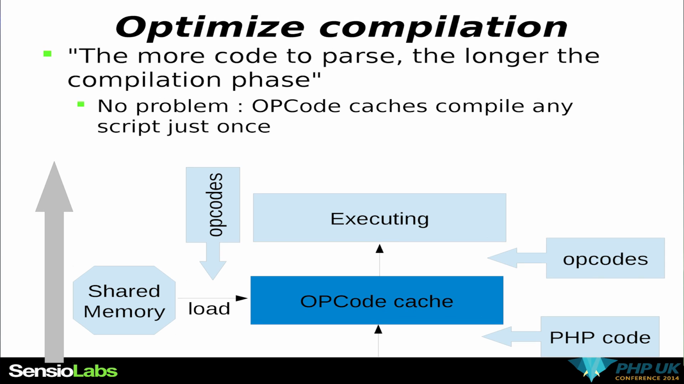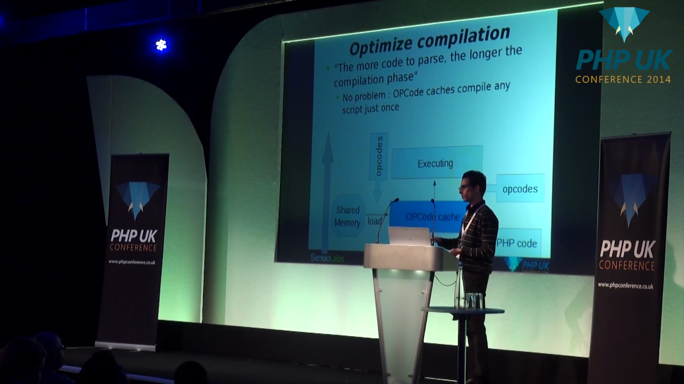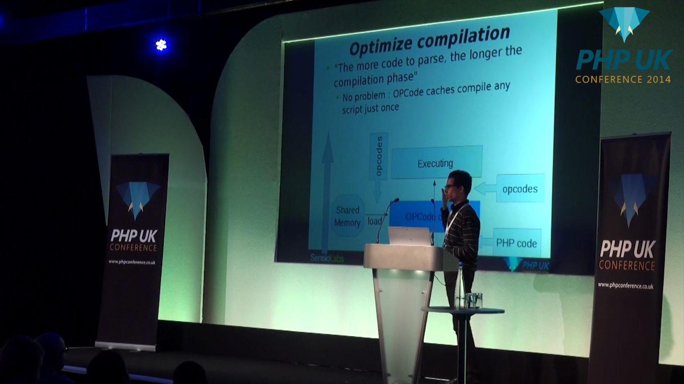So the more code to parse, the longer the compilation phase. No problem, OPcache caches the compiled opcodes in shared memory. So the first thing you usually do when you deploy code is put your code in production and prevent users from reaching your server, and you fetch your pages with curl or something like this. So you trigger the compiler and make PHP compile all those PHP files into shared memory.